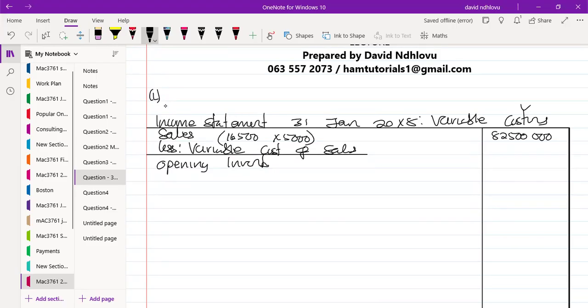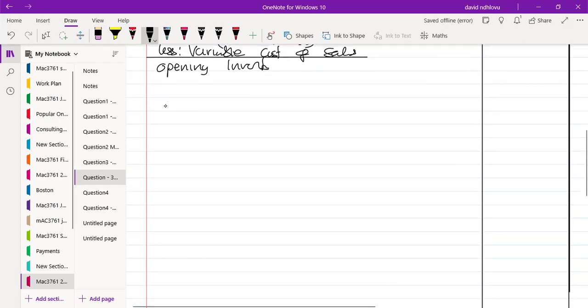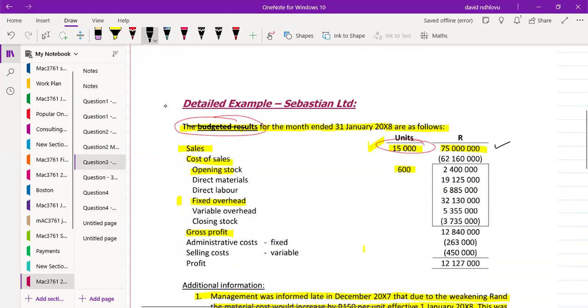Any question, good people, on the sales? Are we on the same page? Good people, are we on the same page on the sales value? Yes, we are. Wonderful.